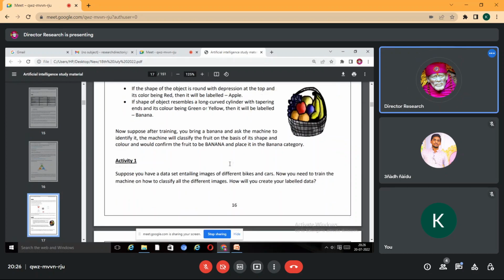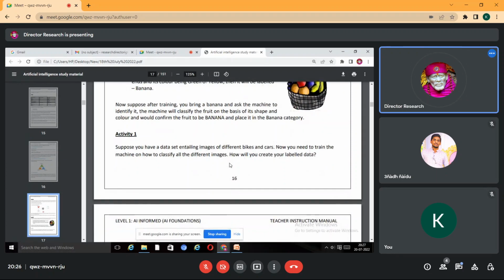Picking a random fruit from the basket. How to identify? The logic we have to identify from the image, and ask the machine to identify. The machine will classify the fruit on the basis of shape and color, would confirm the fruit to be a banana, and place it in the banana category.